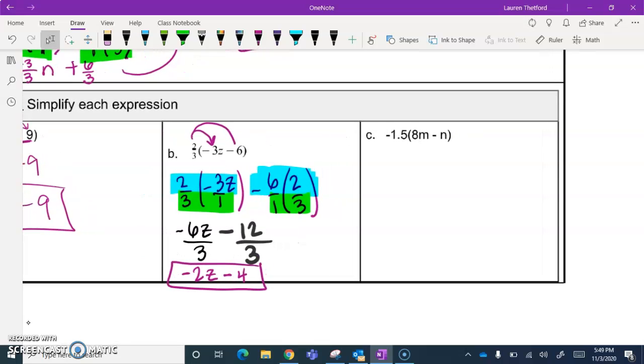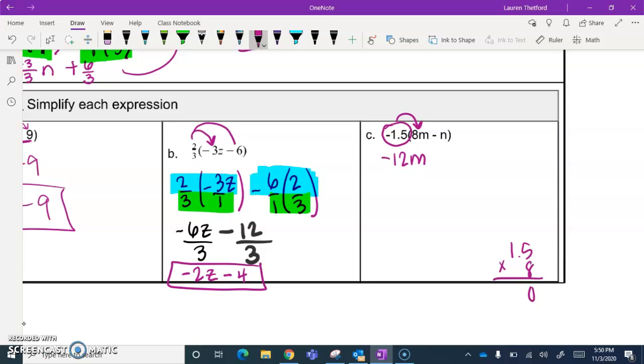All right, so now we have -1.5 times 8. -1.5 times 8, that is 12. It'll be -12m. And if you don't believe me, we can do 1.5 times 8.